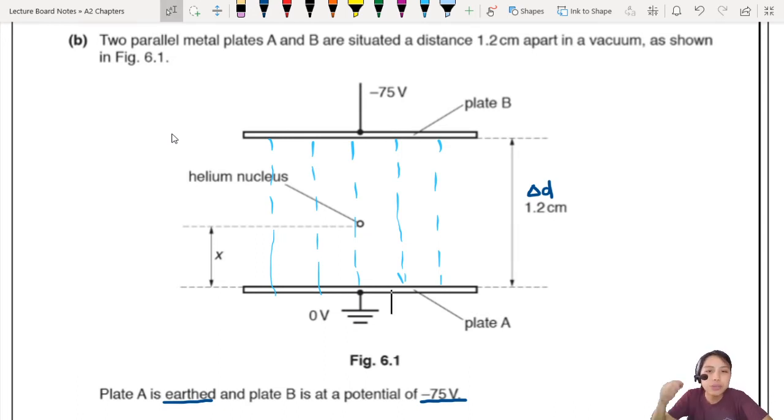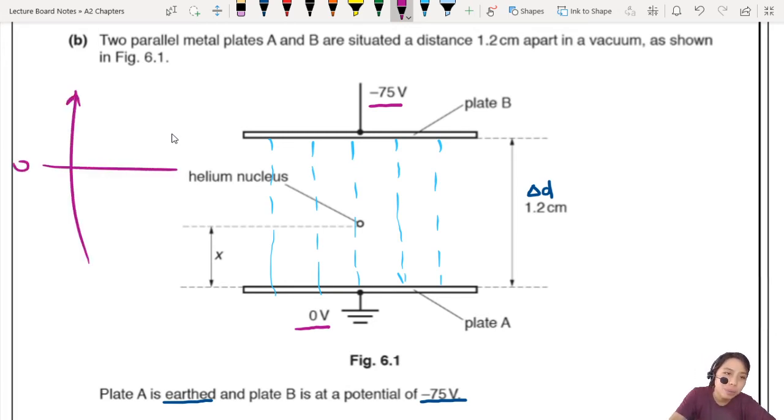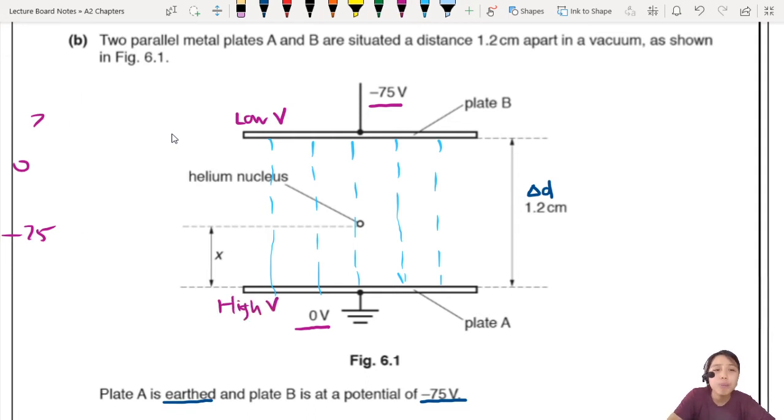Then where will the electric field point, up or down? Think slowly, very carefully. This one is negative 75. This one is 0. Which one is lower? You draw an axis: here is 0, here is positive 75, here is negative 75. Which is lower? Negative 75. So this is the low potential plate, and this is your higher potential plate compared to the other one.